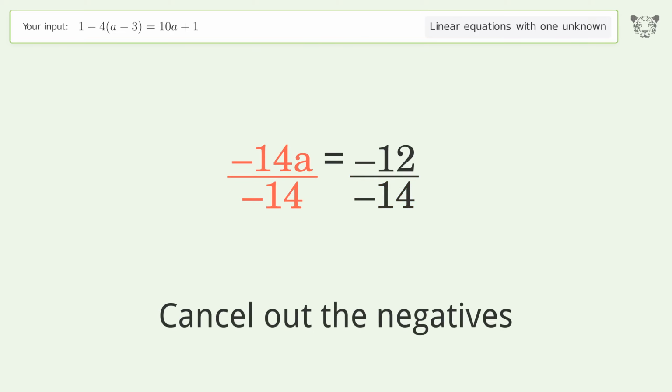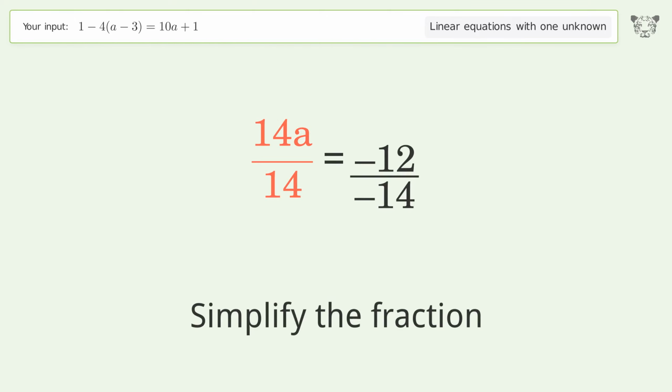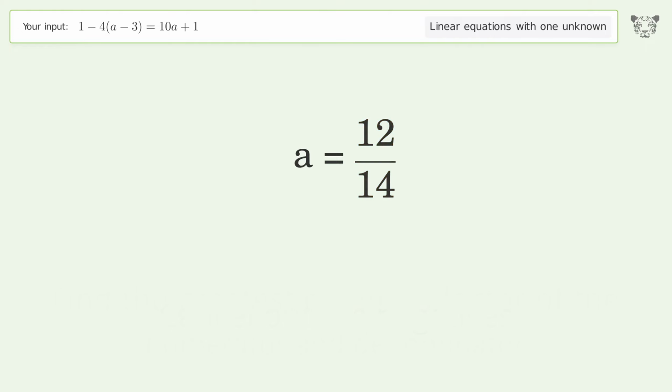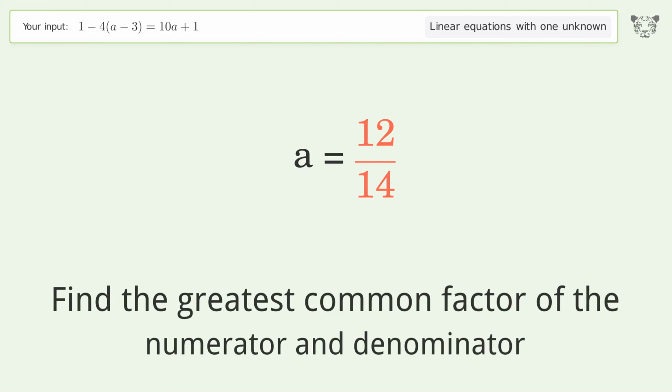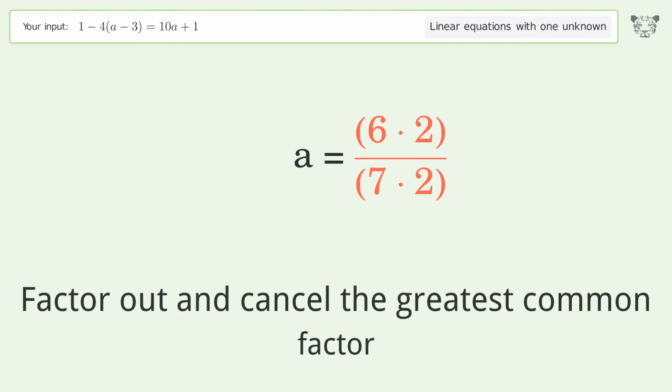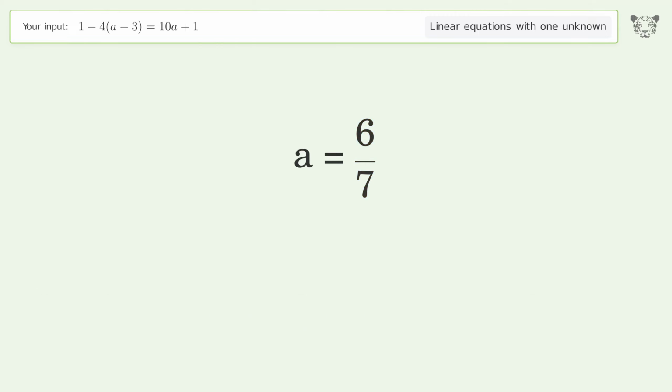Cancel out the negatives. Simplify the fraction. Cancel out the negatives. Find the greatest common factor of the numerator and denominator. Factor out and cancel the greatest common factor. And so the final result is a equals 6/7.